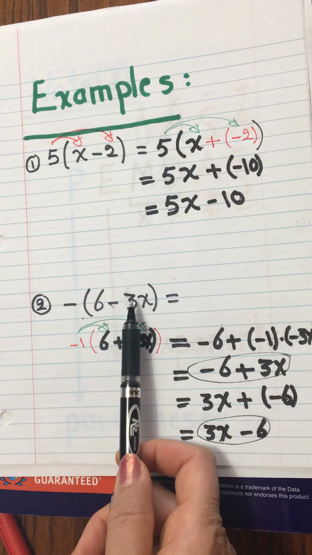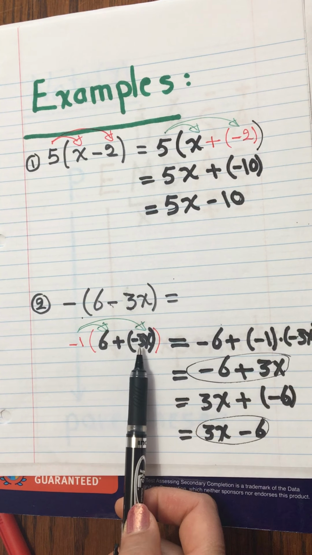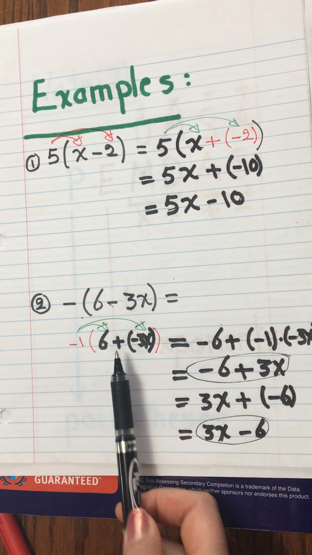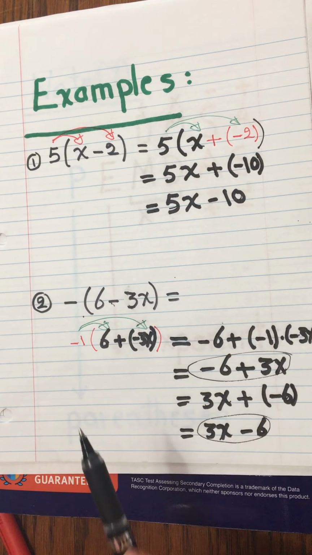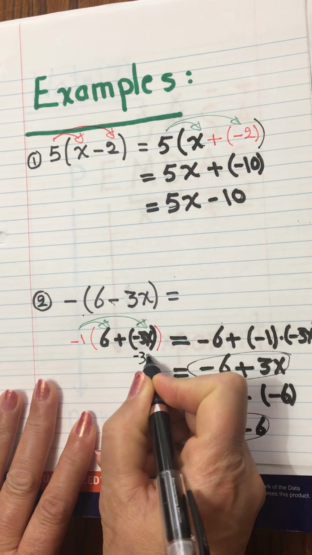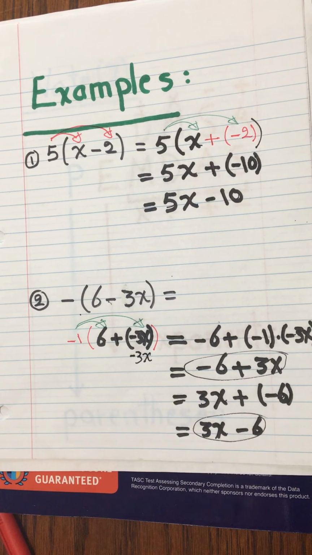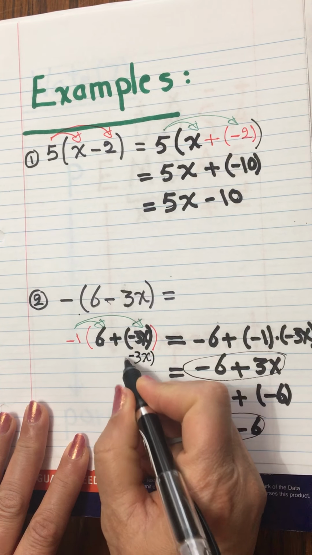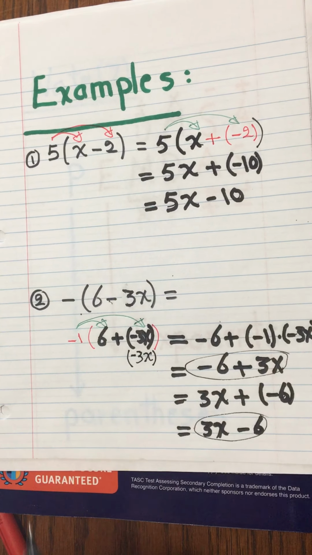So, because the opposite number of 3x is negative 3x. I don't know if it's clear, it's negative 3x. I'm going to write it down right here, negative 3x, and parentheses. This is for this one.